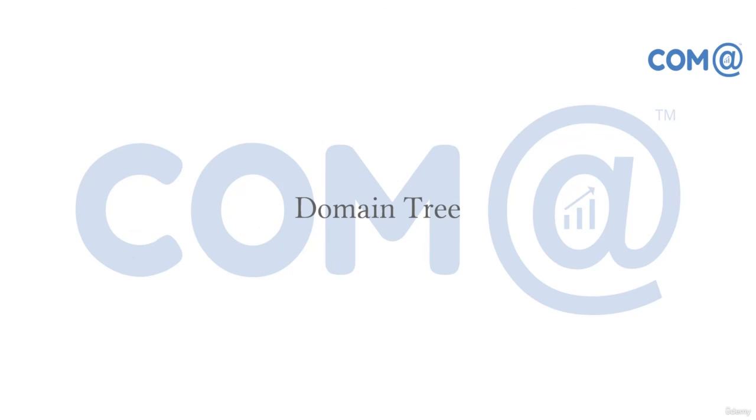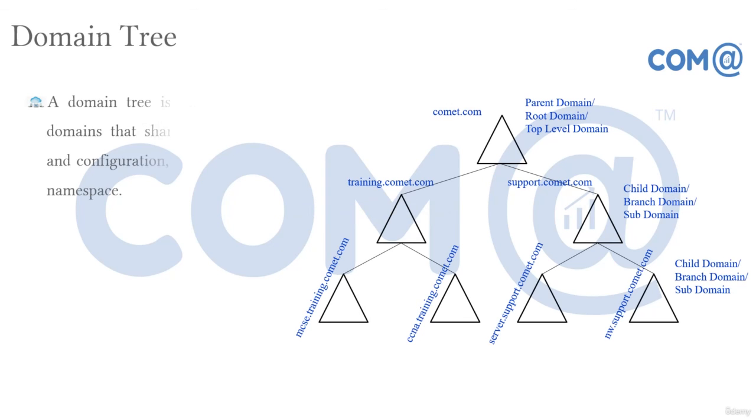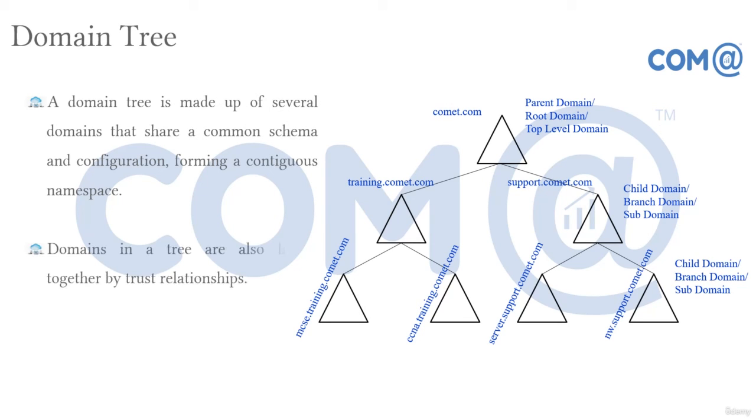And understanding about the domain tree. So basically, a domain tree is made up of several domains that share the common schema and configurations, forming a contiguous namespace. And the domains in a tree are also linked together by the trust relationship.